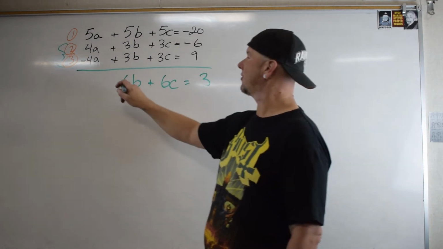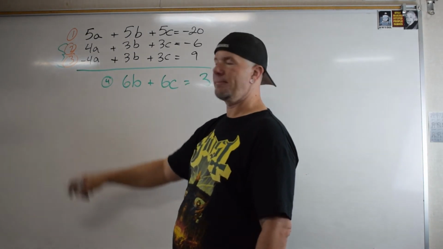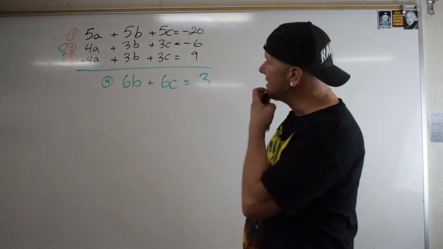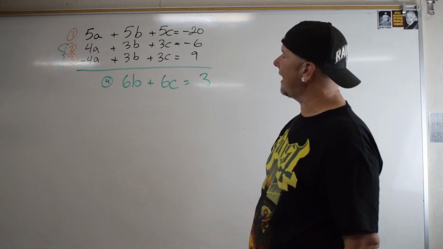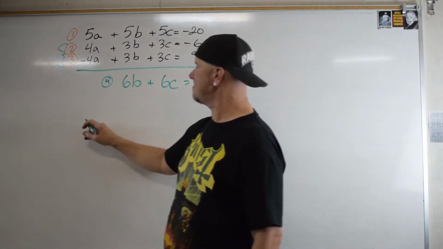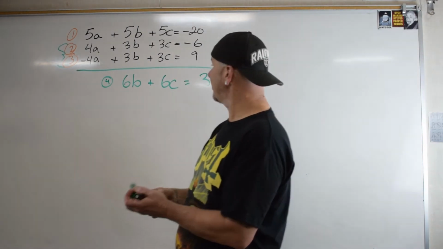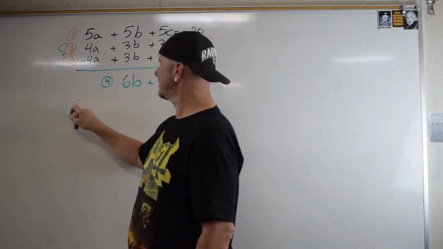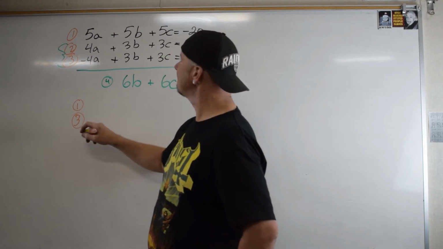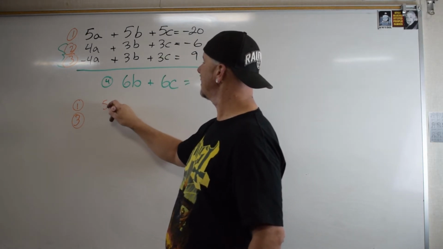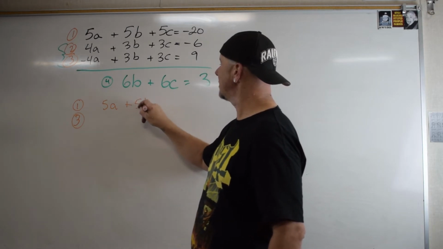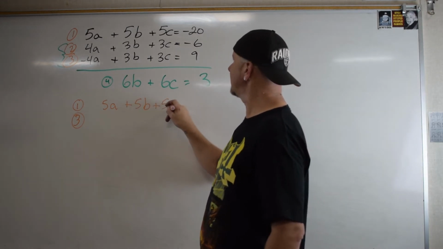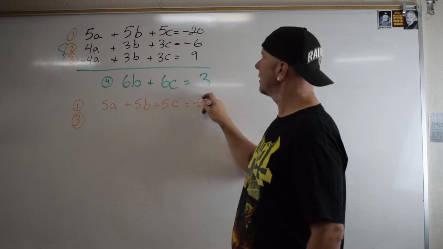So I need to get rid of a again. I think I'm going to do 1 and 3. I'm just going to do it right underneath here. So if I take 1 and 3, that is 5a plus 5b plus 5c equals negative 20. 3 is negative 4a plus 3b plus 3c equals 9.